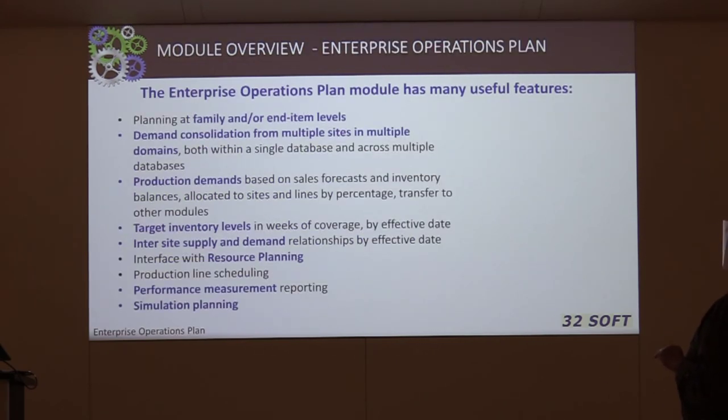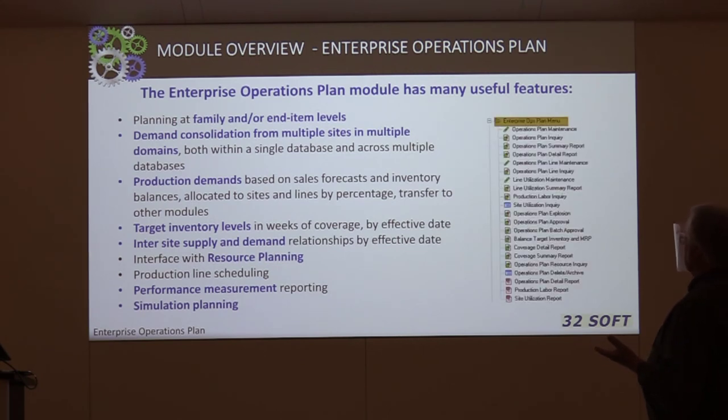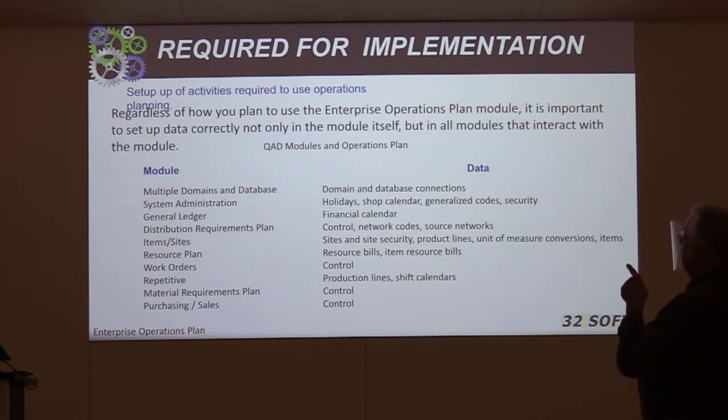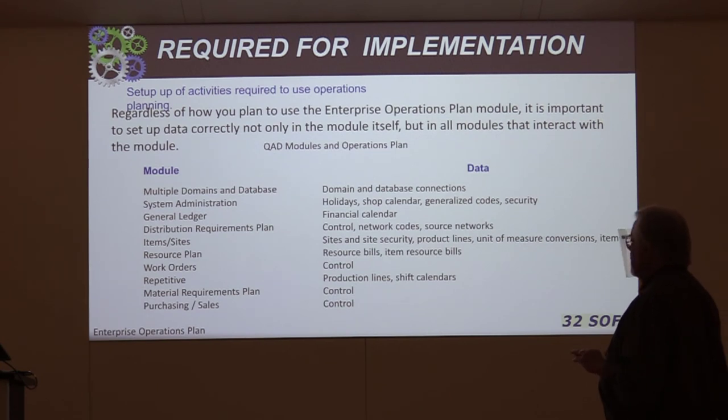The enterprise operations plan, okay, this is kind of the end product of sales operations planning. The enterprise operations plan, planning at family or end item levels, you've got demand consolidation, you can calculate production demands, target inventory, inter-site supply and demand if you use DRP. It's got resource requirements planning and then performance and simulation planning. So a lot of menus available in that module. If you're going to do this, you need to set up the enterprise family setup, item setups, percentages, source matrix, all of that additional information before you come into this.